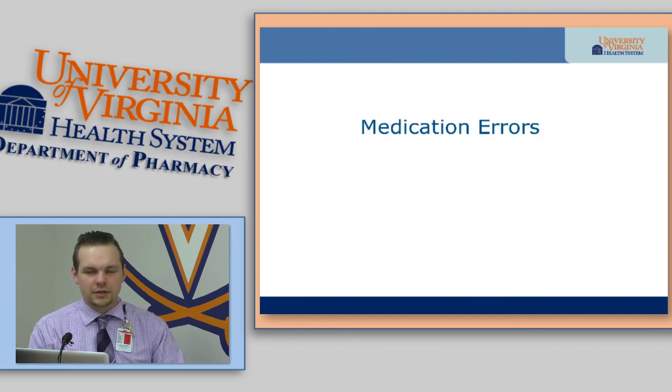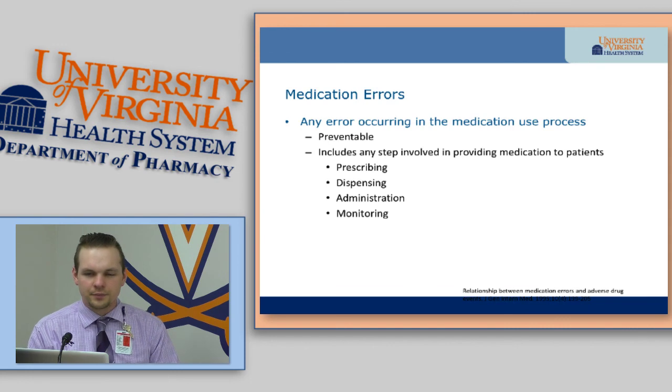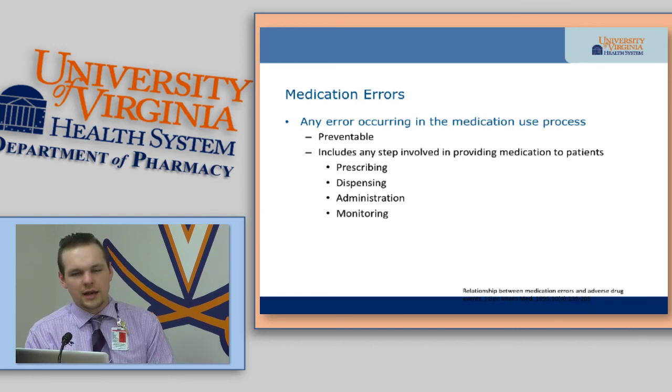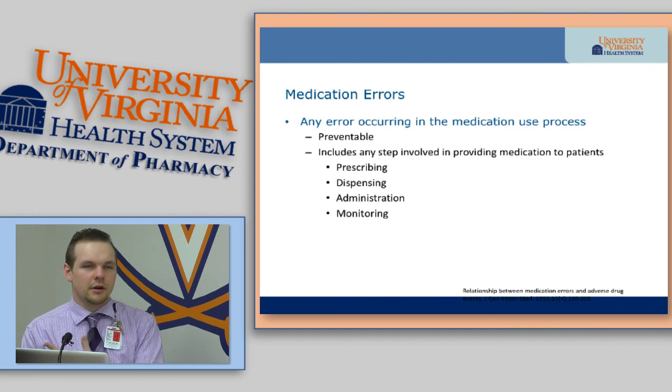So we'll begin our discussion by talking about medication errors. A medication error is any error occurring in the medication use process. Typically, these are thought of as being preventable, and they can include any step from the ordering of a drug all the way to post-administration monitoring and following up of patients, including prescribing, dispensing from the pharmacy, administration by a practitioner, and monitoring.